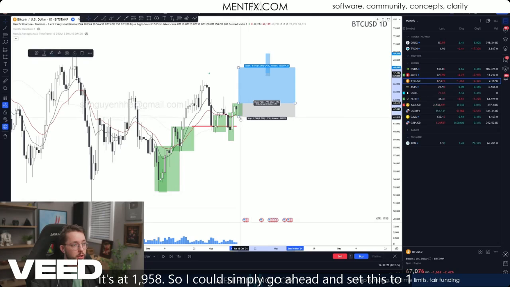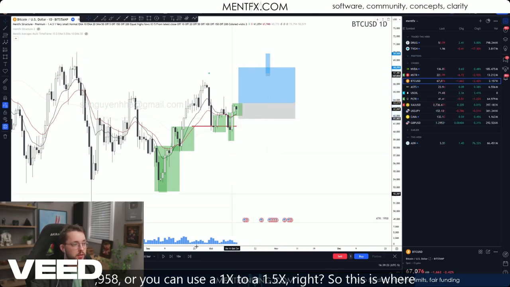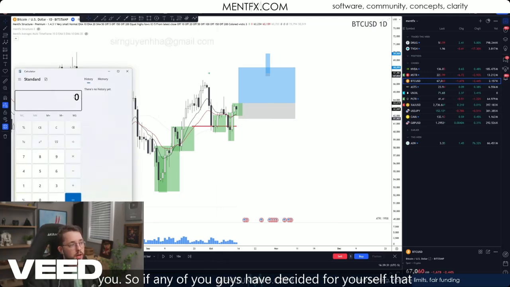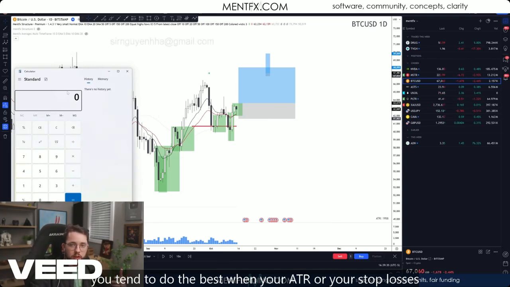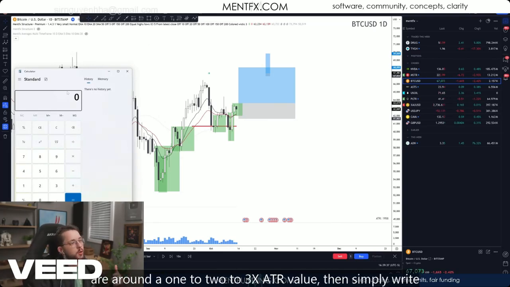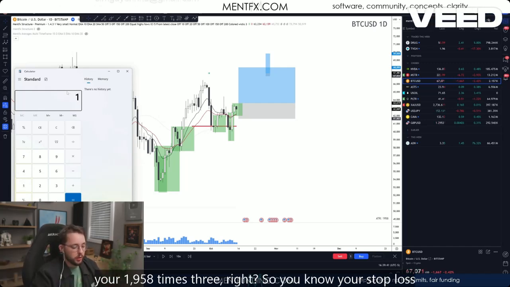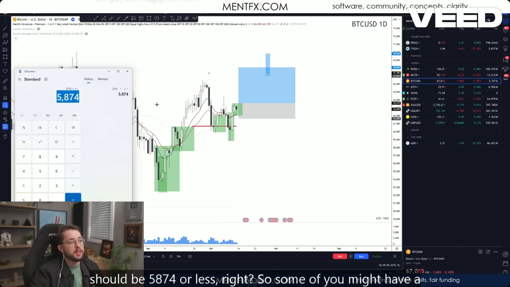So I could simply go ahead and set this to 1958, or you can use a 1x to a 1.5x, right? So this is where a range or an understanding of a range might be helpful to you. So if any of you guys have decided for yourself that you tend to do the best when your ATR or your stop losses are around a 1 to 2 to 3x ATR value, then simply, right, your 1958 times 3, right? So your stop loss should be 5874 or less, right?